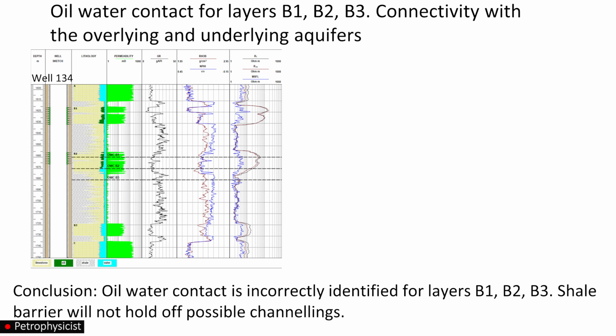Let's take a well in the middle part of our field as an example. Here you can observe a misidentified oil-water contact on layers B1, B2, and B3. The oil-water contact is much lower, while on B3 it is much higher. I will also note that there is a presence of a small shale break with the overlying layer A.